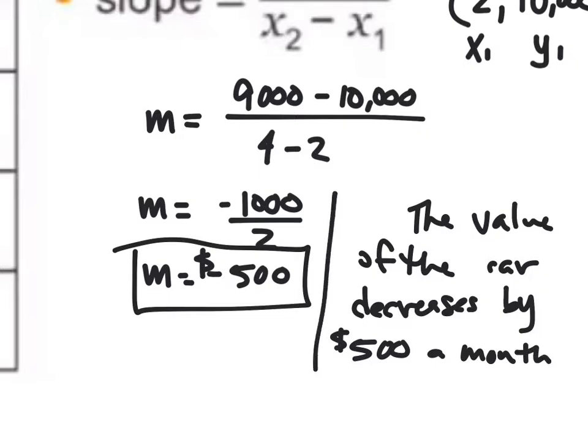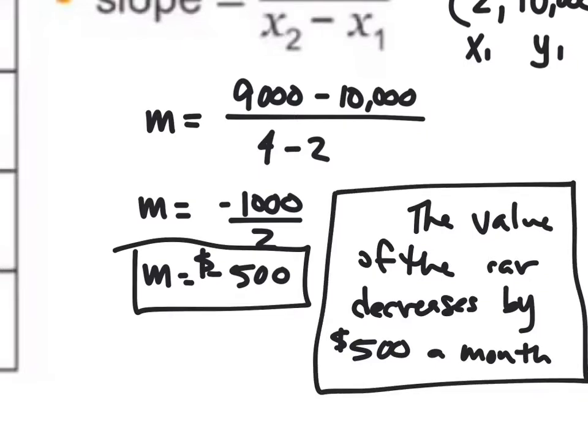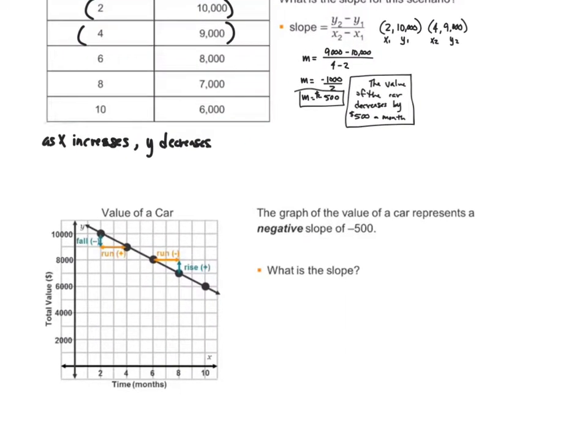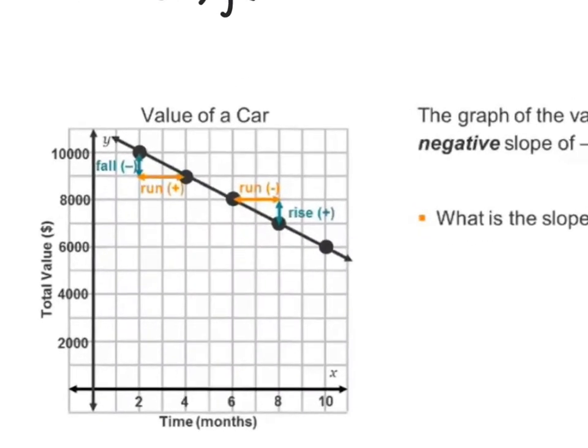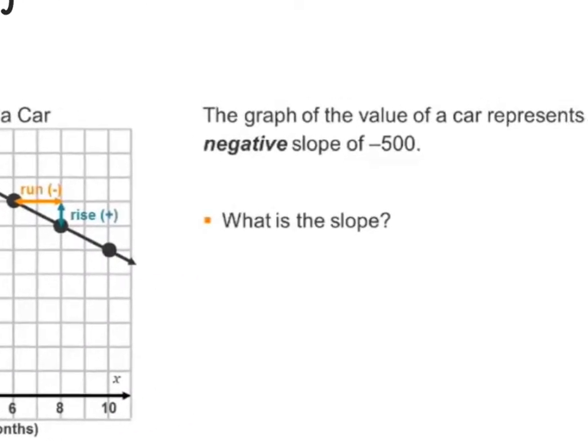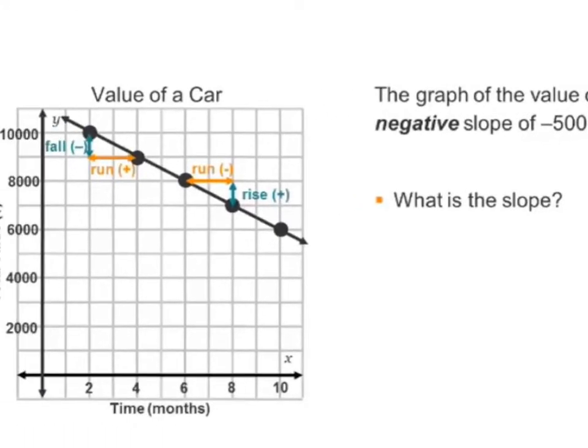Okay, so we've got to be able to put these slopes into context of what's happening. And so what I have here is a graphical representation. It says the value of the car. You've got these different points: 2, 10,000; 4, 9,000; 6, 8,000. Now it says, what is the slope? The graph represents a negative slope of negative 500.